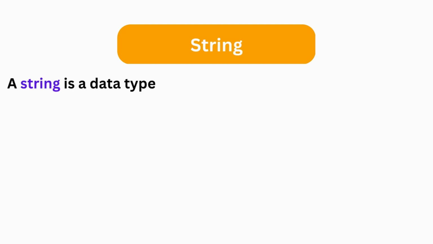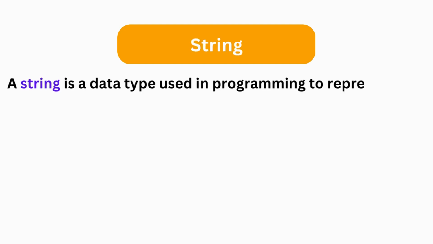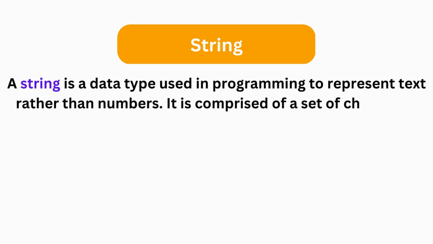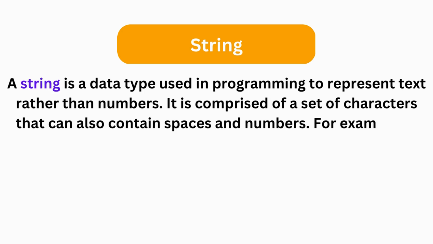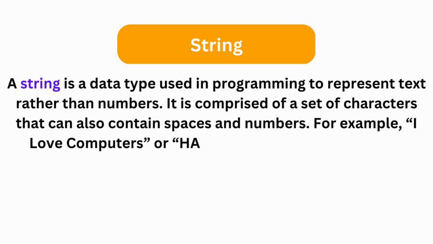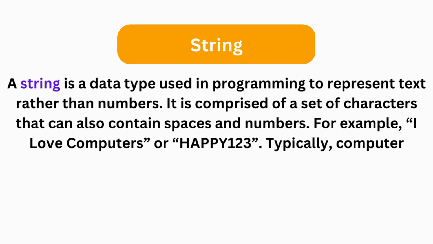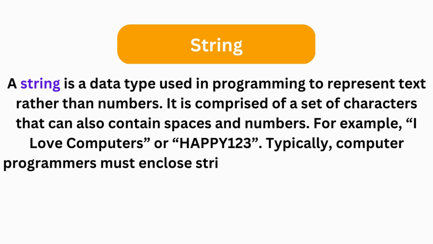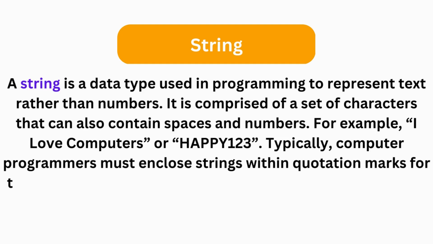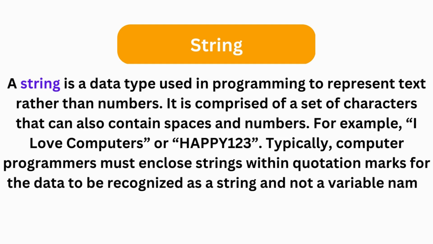Strings. A string is a data type used in programming to represent text rather than numbers. It is comprised of a set of characters that can also contain spaces and numbers. For example, I love computers, or happy 123. Typically, computer programmers must enclose strings within quotation marks for the data to be recognized as a string and not a variable name or number.